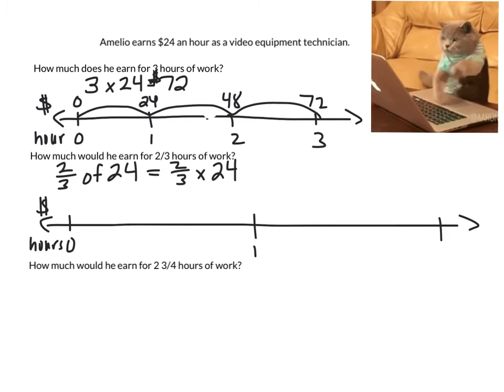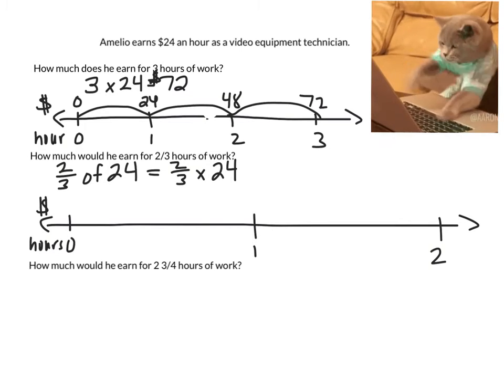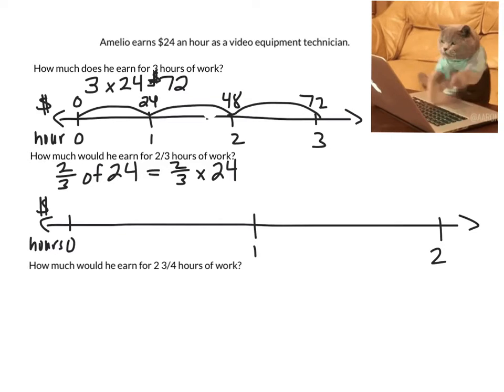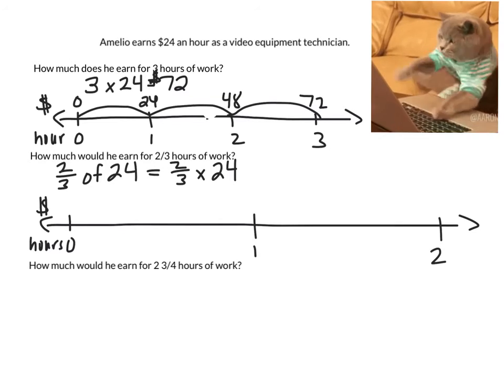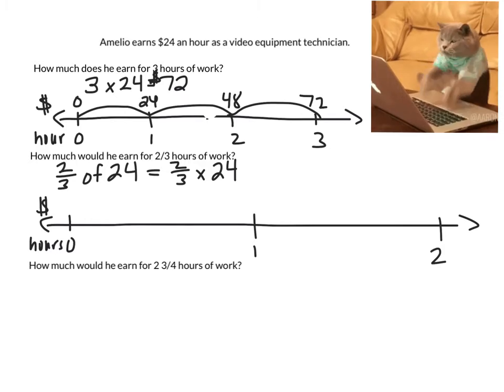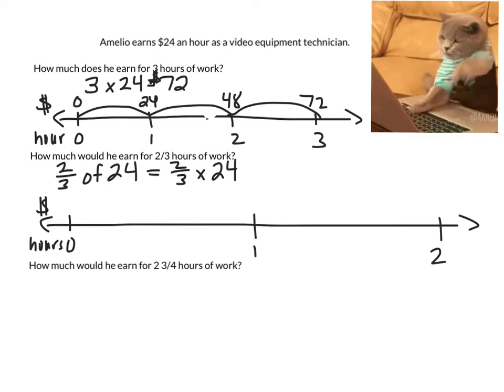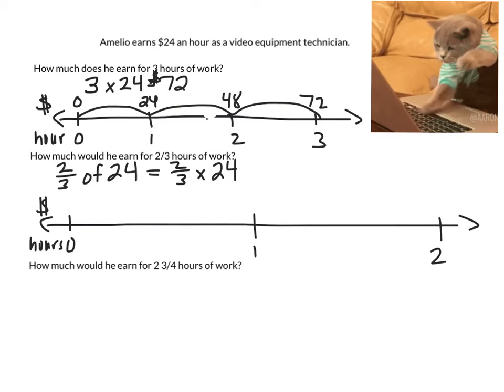So we have 1 hour, we have 2 hours. Now this time he's not going to work for a full hour. And if you think about it, our unit is now 1 full hour, and we're going to look at how his hour is broken up based on this fraction. So in this case, our hour is going to be broken into 3 parts because that's our denominator. So I'm going to take that 1 and I'm going to break it into 3 parts.